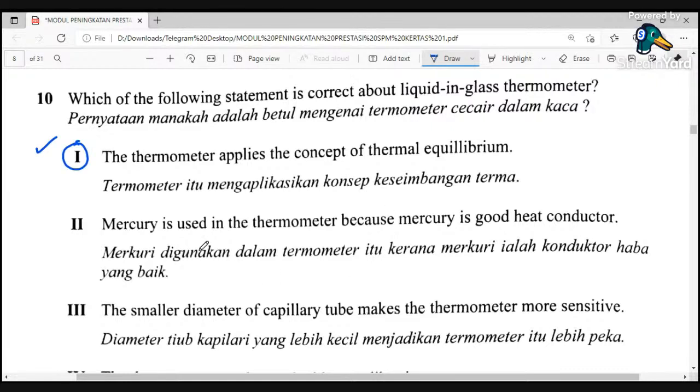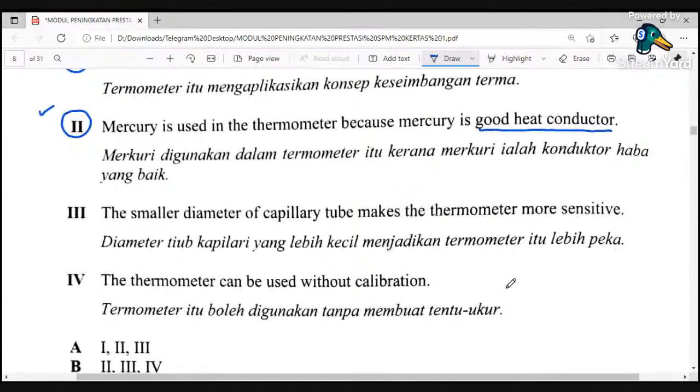Okay. 2. Mercury is used because it is a good heat conductor. Yes, so it is able to detect heat faster. So it expands faster than you can get a reading. The smaller diameter makes the thermometer more sensitive.